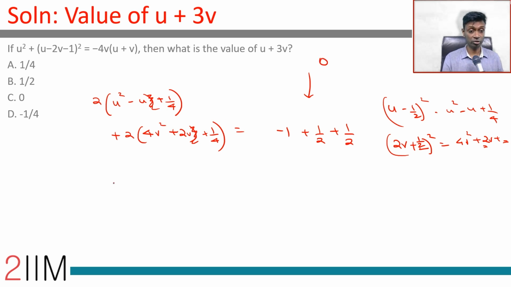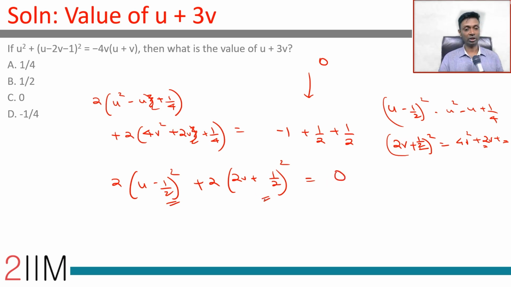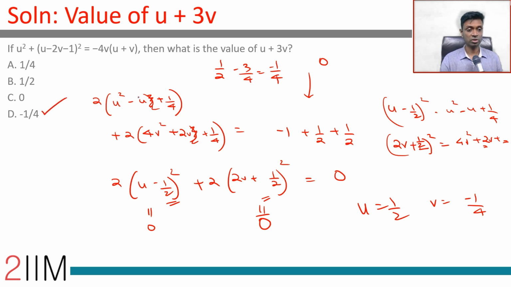You'll see why. This is nothing but 2 times u minus half the whole square plus 2 times 2v plus half the whole square equal to 0. Something square plus something square is 0. A square cannot be negative. That means this is equal to 0. This is equal to 0. Or u is half. 2v is minus half, so v is minus 1 by 4. So we want to find u plus 3v, that is 1 by 2 minus 3 by 4, which is minus 1 by 4, which is this value.